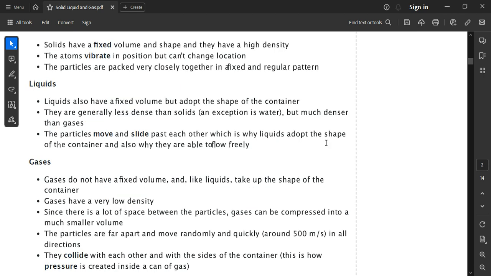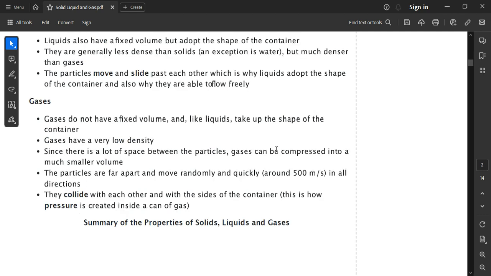Liquids. Liquids also have a fixed volume but adopt the shape of the container. They are generally less dense than solids, an exception is water, but much denser than gases. The particles move and slide past each other, which is why liquids adopt the shape of the container and also why they are able to flow freely.